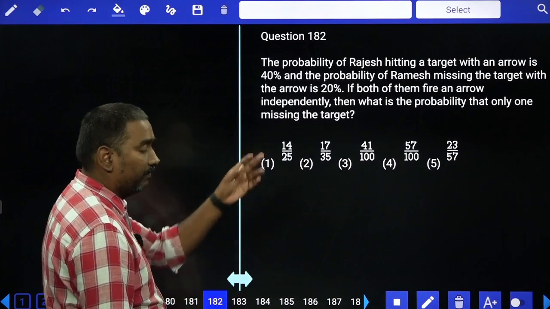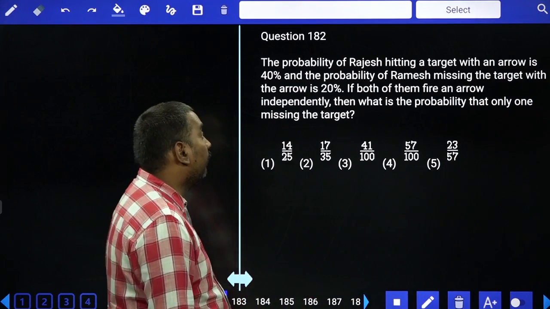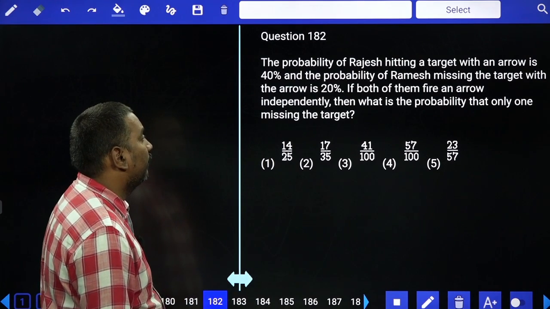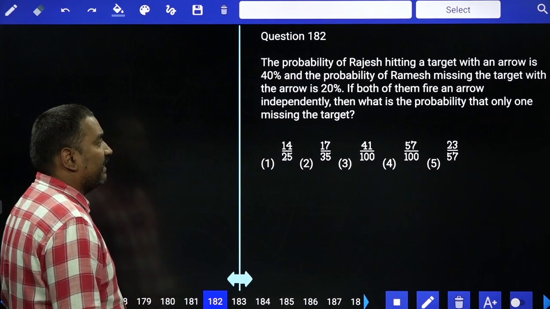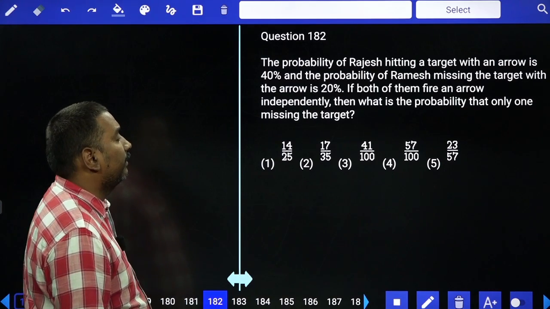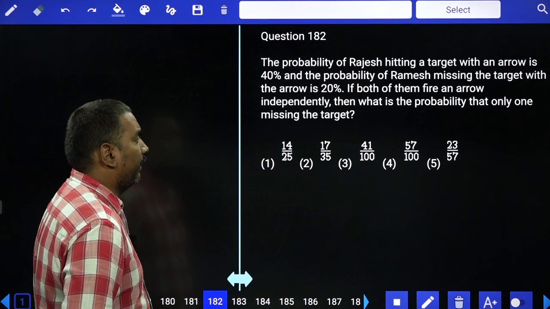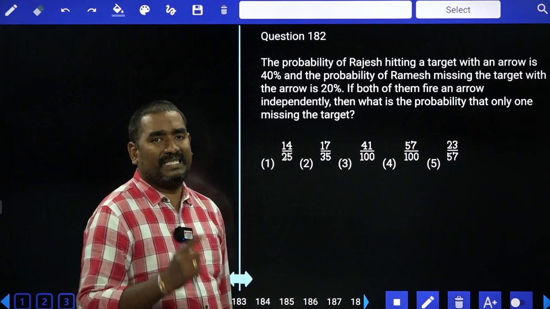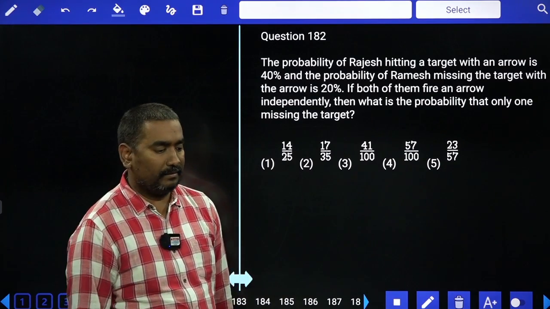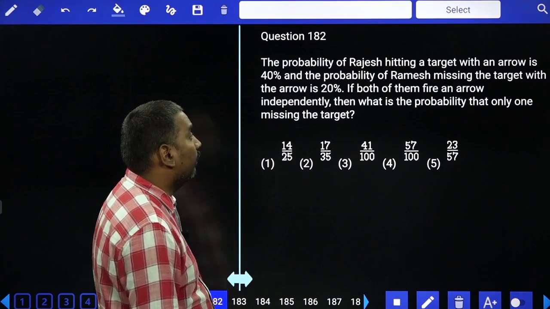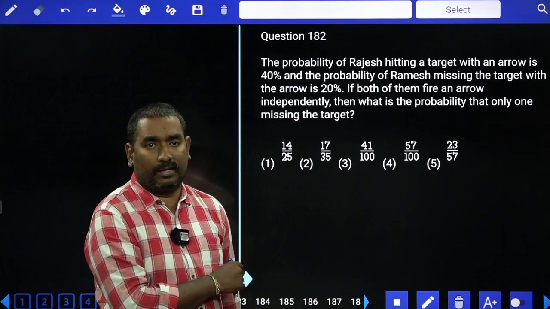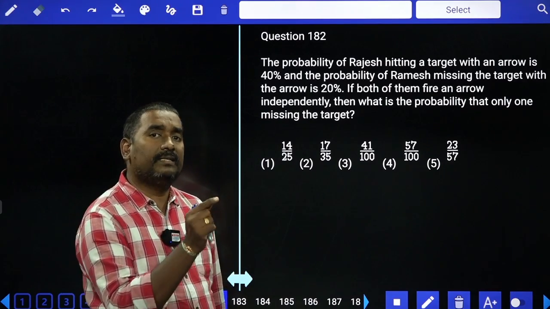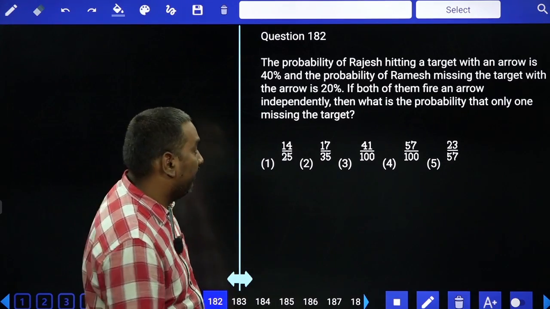Go to single items from 182 onwards. The probability of Rajesh hitting the target with an arrow is 40%, and the probability of Ramesh missing the target with the arrow is 20%. If both of them fire an arrow independently, then what is the probability that only one misses the target? Only one missing the target means the other person hit the target. Two persons are here, Rajesh and Ramesh. If Rajesh hits the target, Ramesh misses the target. If Ramesh hits the target, Rajesh misses the target. Any one has to miss the target.